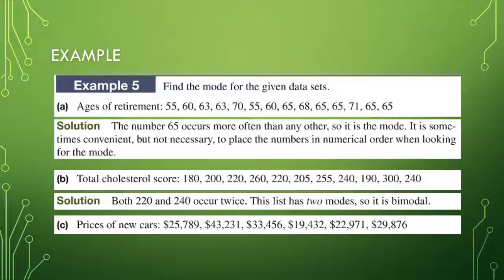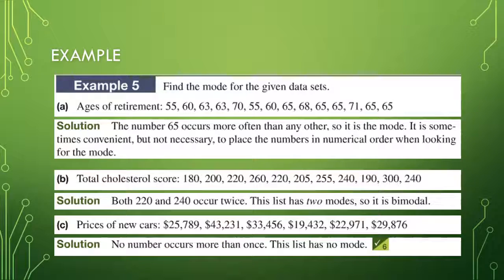We have 2 numbers that are in the mode here, so 220 and 240. Because it has 2 modes, it is called bimodal. If you were to graph it, you would see 2 peaks at that point. Okay, try the letter C. Pause if you haven't already done it and resume to check your answer. This time we don't have a mode. There's no number that occurs more than once, so there is no mode.